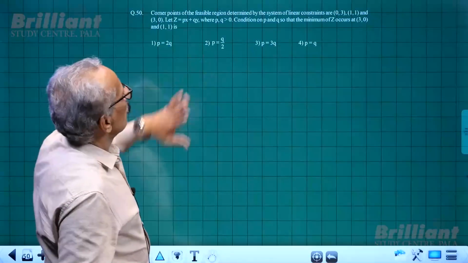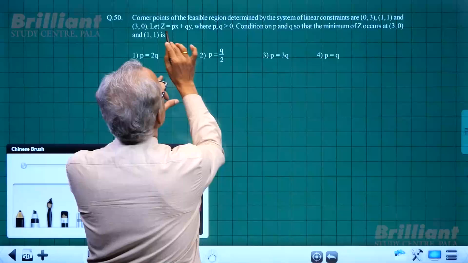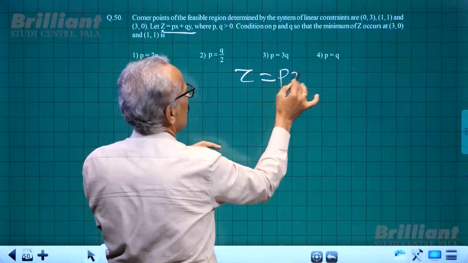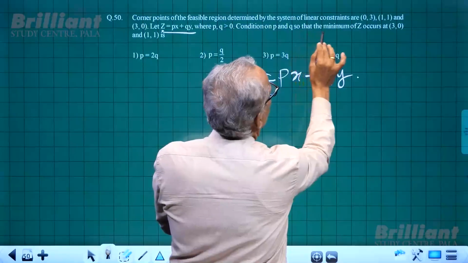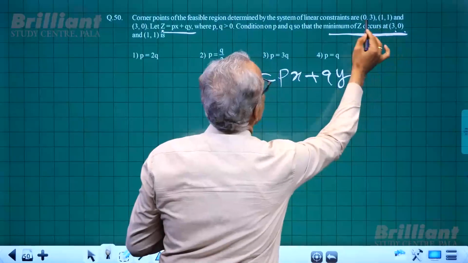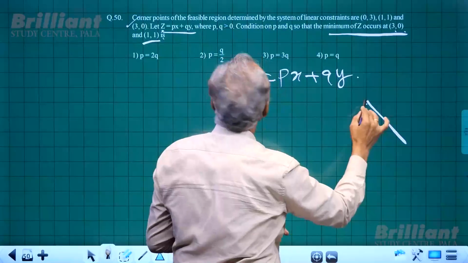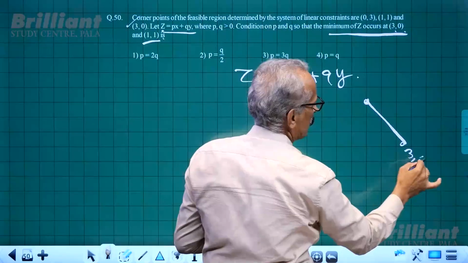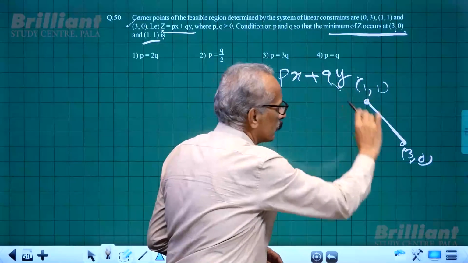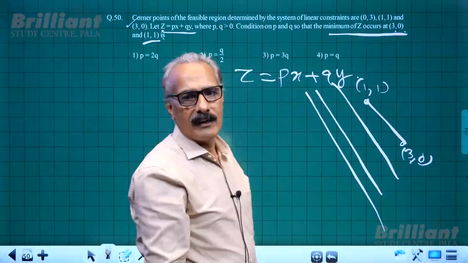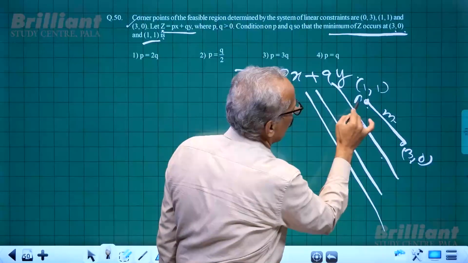So, corner points of the feasible region. Z is equal to Px plus Qy is the objective function. What is the condition on P and Q so that the minimum of Z occurs at 3, 0? If the feasible region has one point at 3, 0 and another at 1, 1, that means your objective function should be parallel to this segment only. That means your objective function's slope will be equal to the slope of this segment. That's all, very simple.